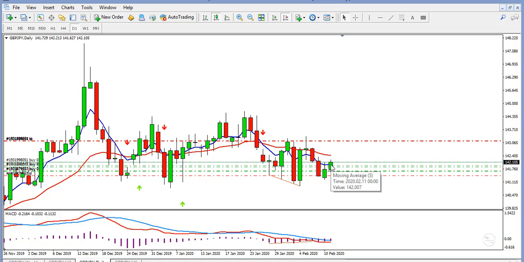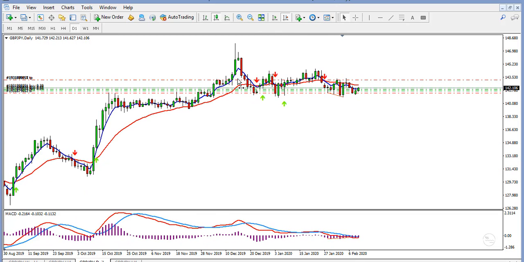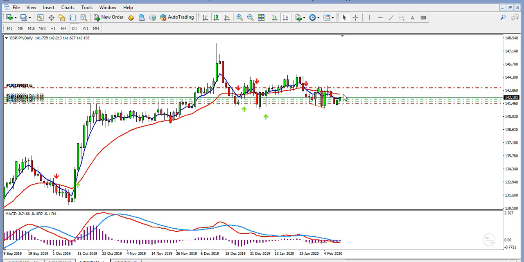But we will not get full confirmation until we get a golden cross on the MACD and a golden cross on the EMAs. Okay, so if you are a position trader, you may want to wait for that confirmation before you think of acting on your analysis.